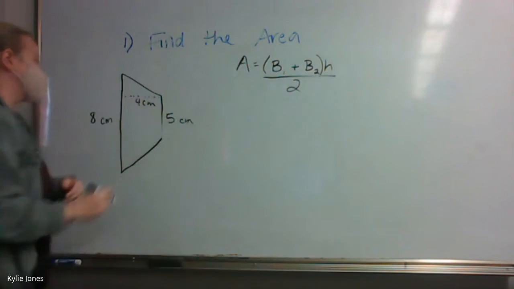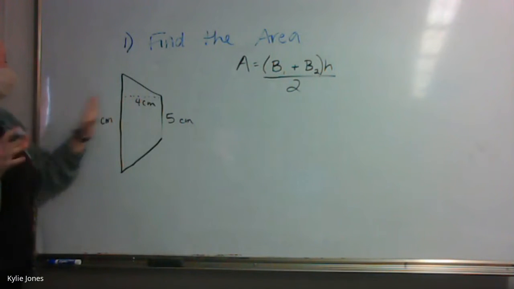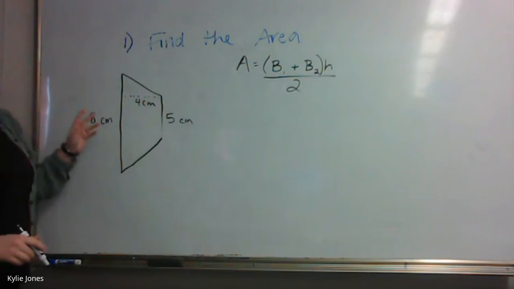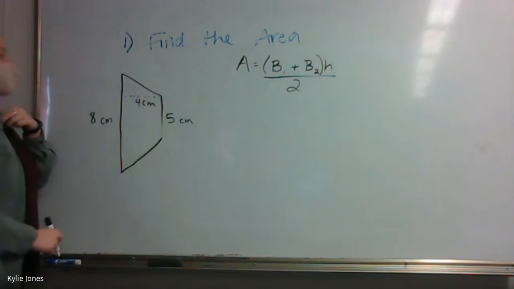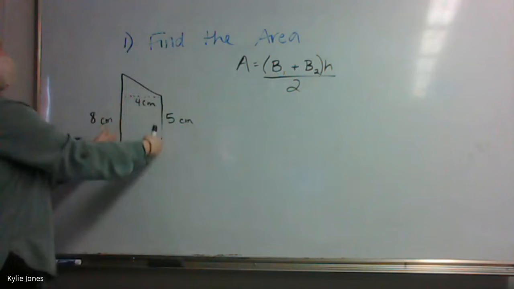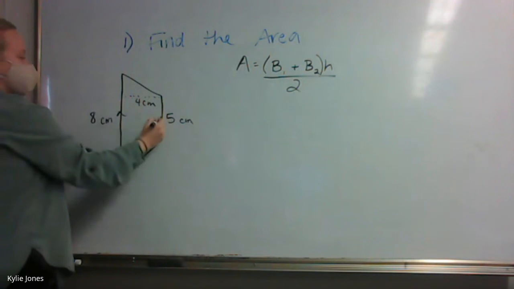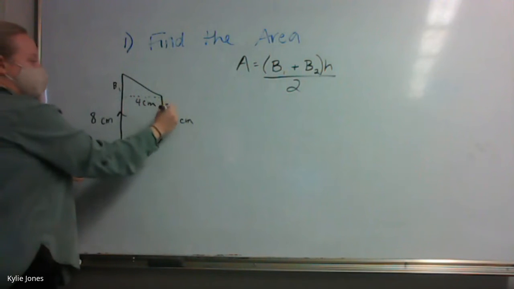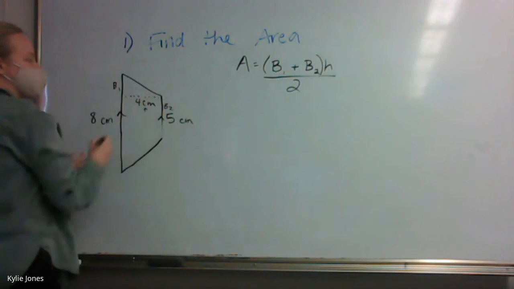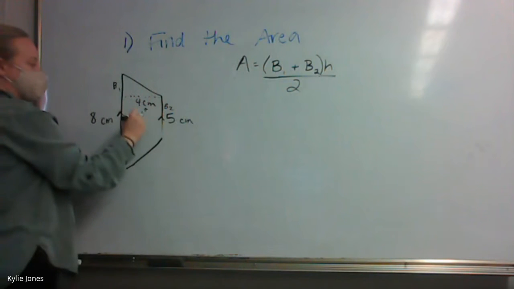Okay? So when you look at this, where are your bases on a trapezoid? Bases are the ones that are parallel to each other. And parallel means they're going side by side next to each other. So this would be base 1. This is base 2. What is the 4 centimeters then? It's the height.